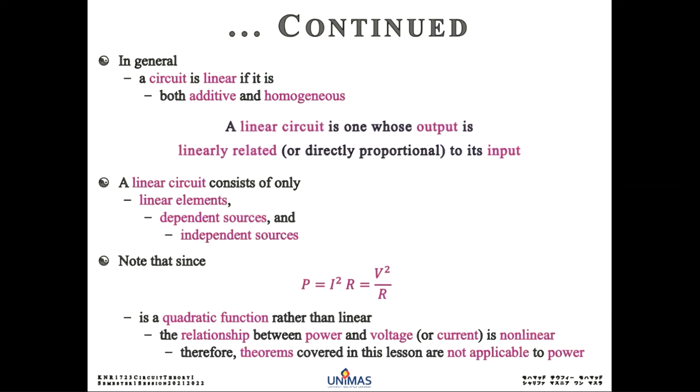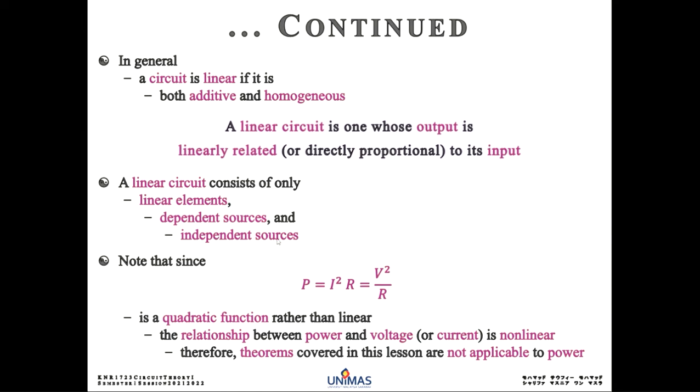So a linear circuit is basically one whose property is additive and homogeneous. A linear circuit is one whose output is linearly related, or directly proportional, to its input. A linear circuit consists of only linear elements, dependent sources, and independent sources.